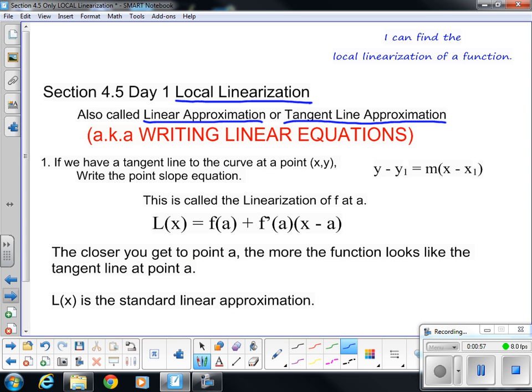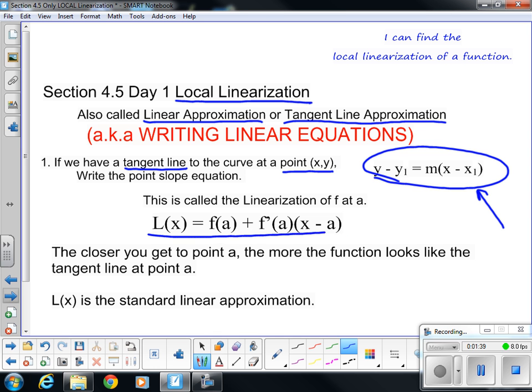So if you have a tangent line to a curve, and it's at a point x, y, then we write the linear equation in point slope form. Now, if you're doing a multiple choice question and the answer is in slope intercept form, then you're just going to have to simplify your equation. But if you're doing a free response type question, this is the format you're going to use so that you don't make any math mistakes. All right, this is called linearization to write the line equation, a local linearization, linear approximation, or tangent line approximation.